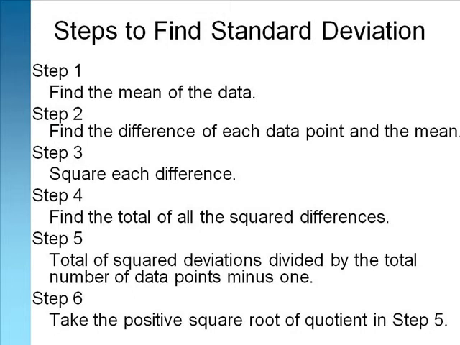Here is a list of the steps to find the standard deviation. Step 1, find the mean of the data. Step 2, find the difference of each data point and the mean. Step 3, square each difference. Step 4, find the total of all these squared differences. Step 5, total of squared deviations divided by the total number of data points minus 1. Step 6, take the positive square root of the quotient in step 5.